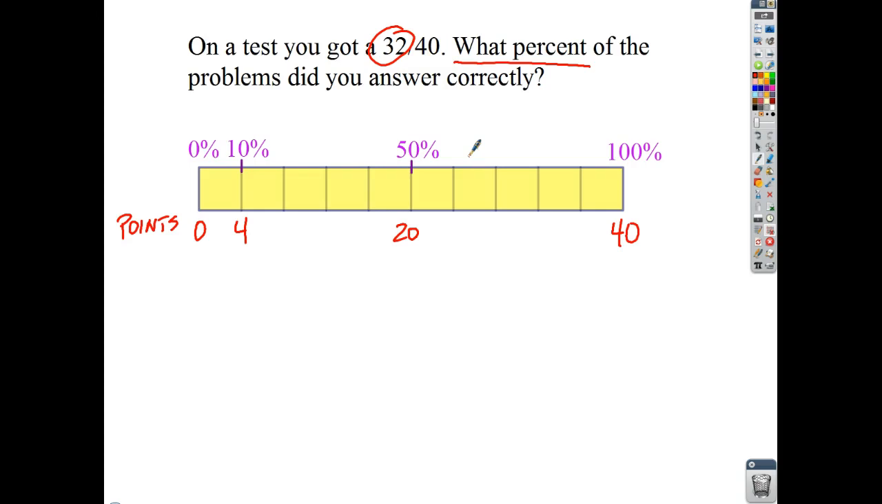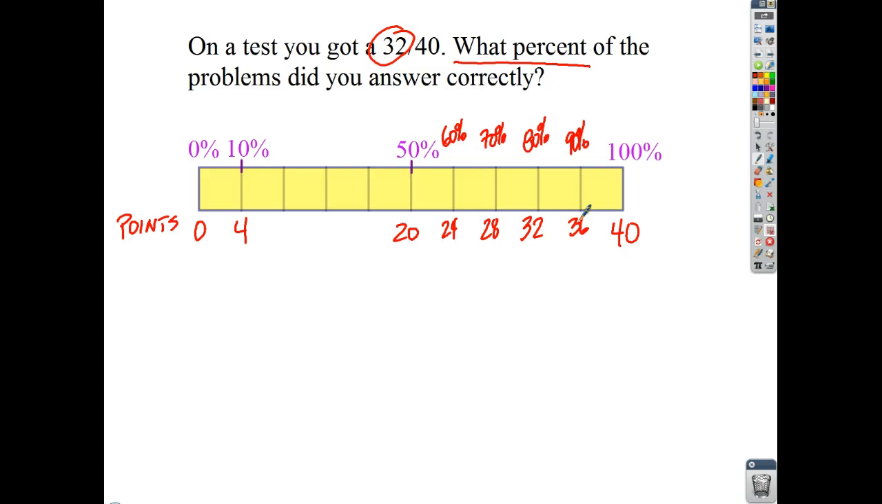Well, I know that 10% is 4. So if I want to, I could just continue going by tens, right? I've got this broken up into tens. So I could say 60% is going to be 24. And 70% is going to be another 4, so that'd be 28. And 80% is going to be another 4, which is 32. And if I went to 90%, that would be 36. Hopefully you can see the pattern here.